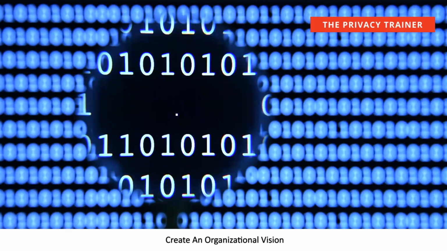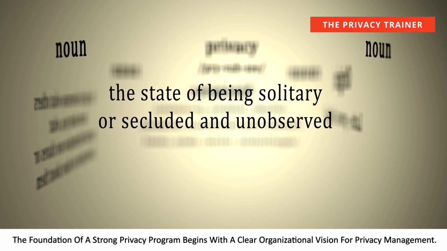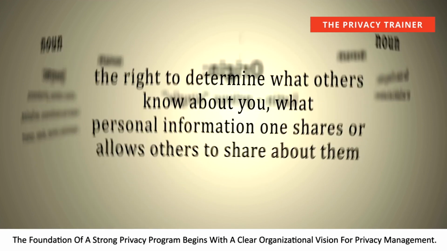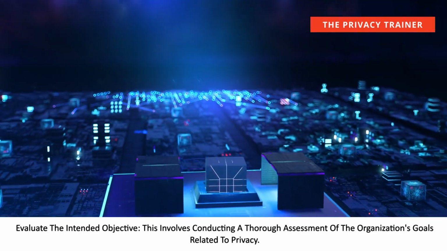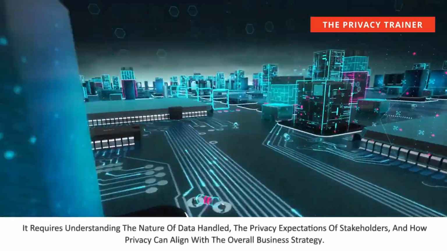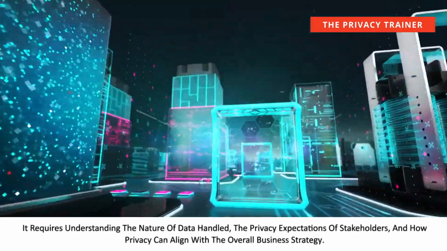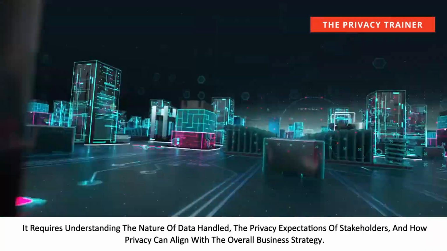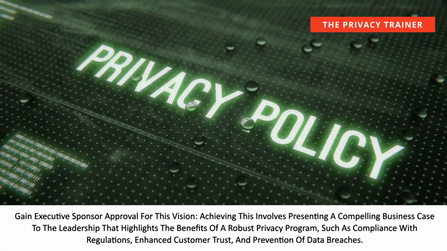Create an organizational vision. The foundation of a strong privacy program begins with a clear organizational vision for privacy management. Evaluate the intended objective. This involves conducting a thorough assessment of the organization's goals related to privacy. It requires understanding the nature of data handled, the privacy expectations of stakeholders, and how privacy can align with the overall business strategy. Gain executive sponsor approval for this vision.